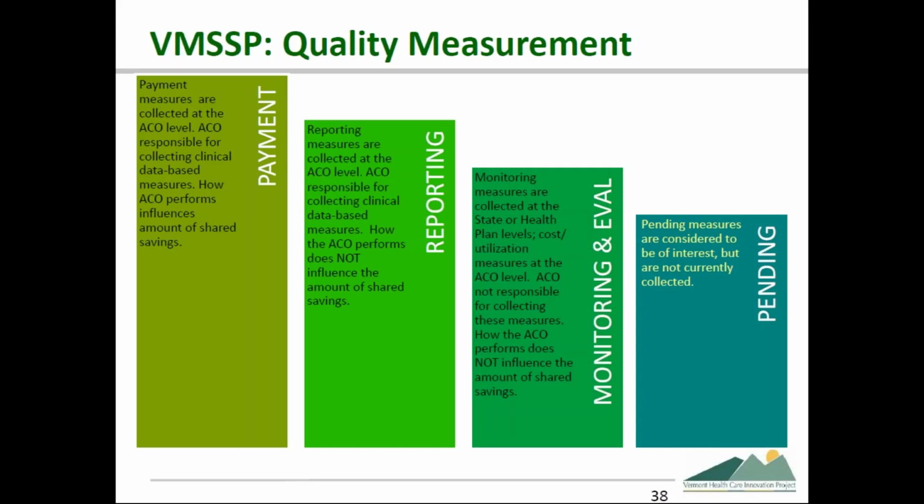We also have a set of reporting-only metrics. The ACO's performance on these metrics doesn't influence shared savings eligibility, but the ACOs are required to report on these measures. Beyond these two categories, we have a number of metrics being used more generally for program monitoring and evaluation, allowing us at the program to track trends in utilization and quality over the life of the 3-year program. And finally, there are a handful of measures labeled pending that are of interest to stakeholders that are not currently being used in payment, reporting, or monitoring and evaluation measures at this time.